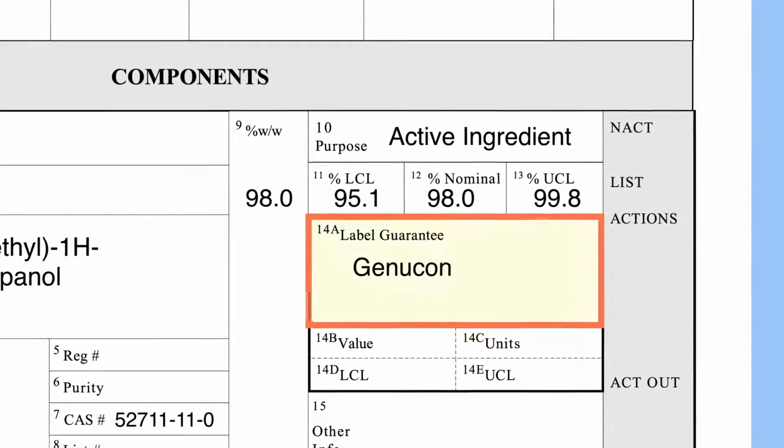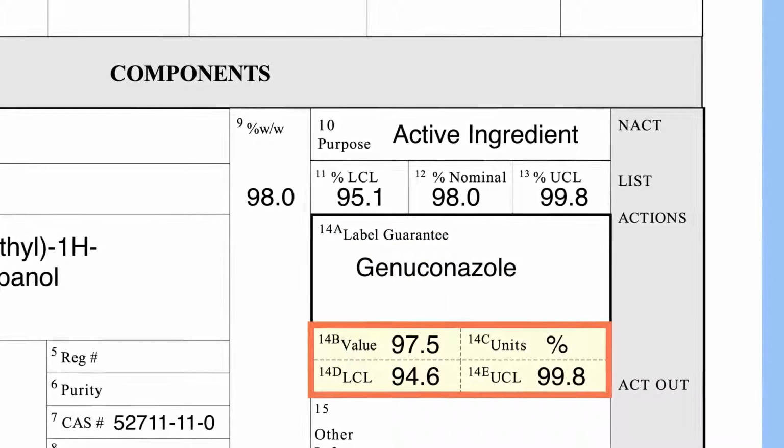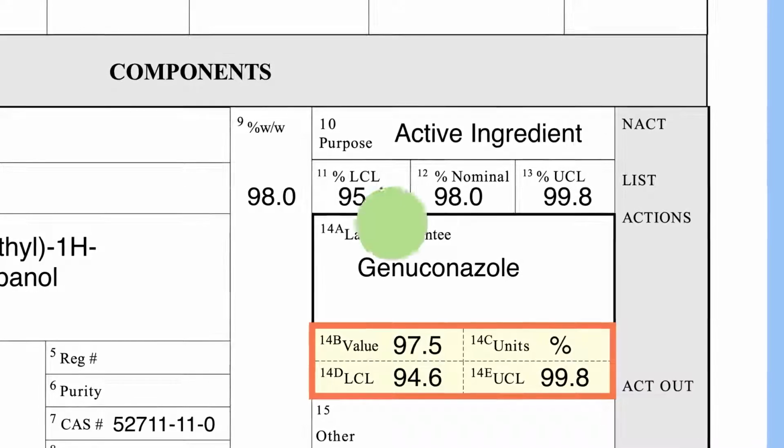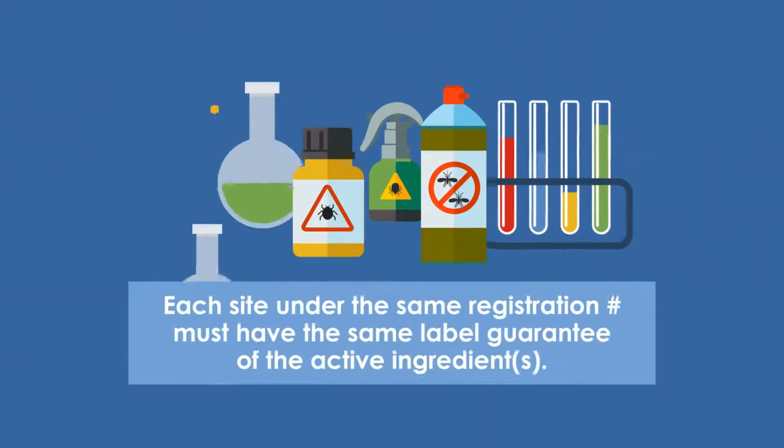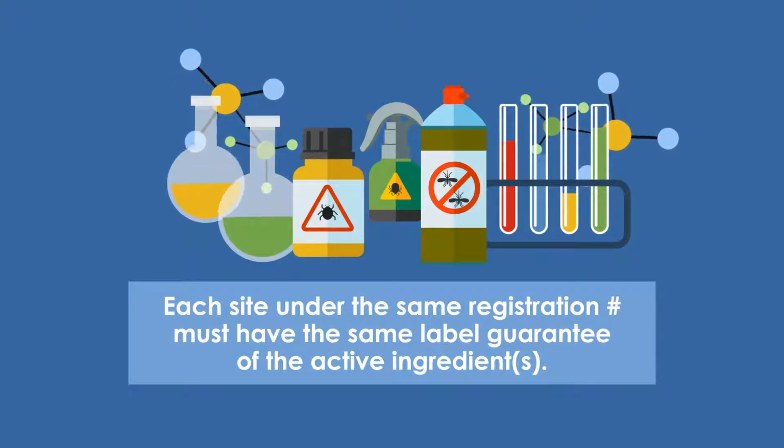Finally, enter the overall label guarantee and certified limits. If there are several sites, the guarantee may be slightly different from the specifications for this site, but must be the same for all sites under this registration number, and all sites must fit within this label guarantee.